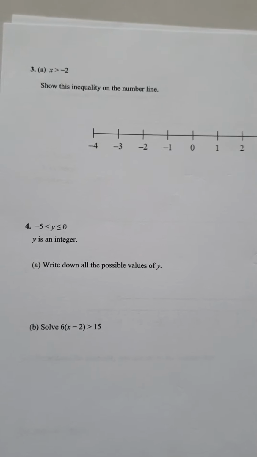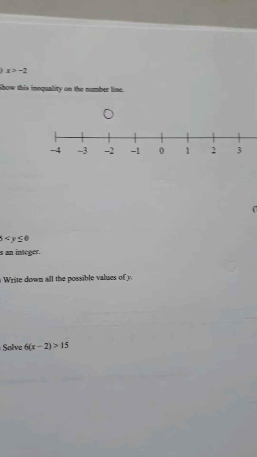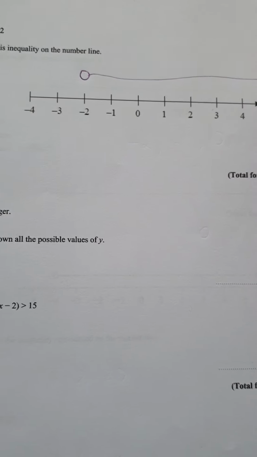If we go on to the next page now, x is greater than -2. So again, we put a circle on the number that we're given. Draw the line all the way up.